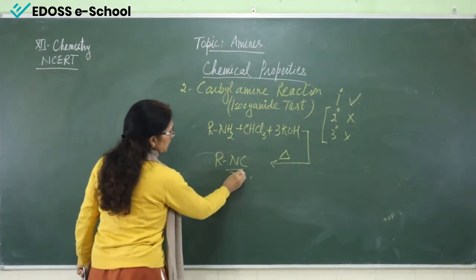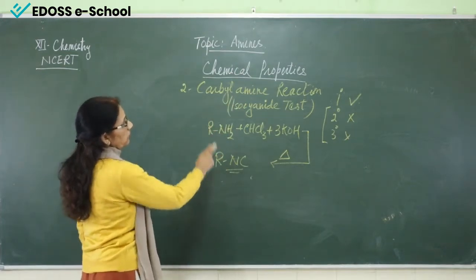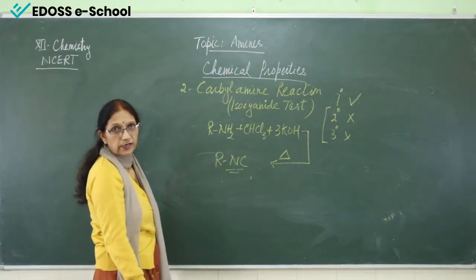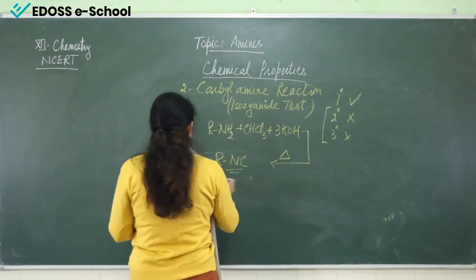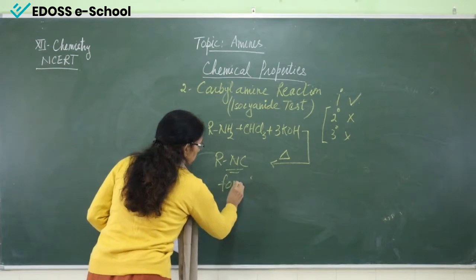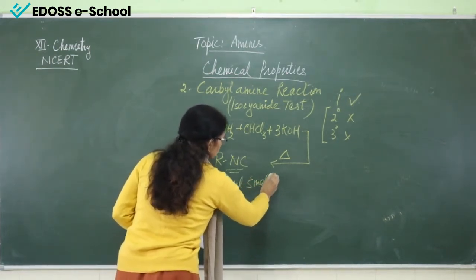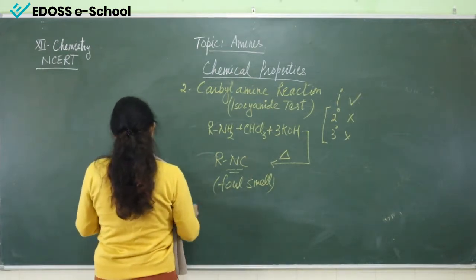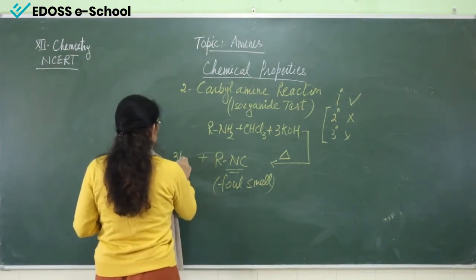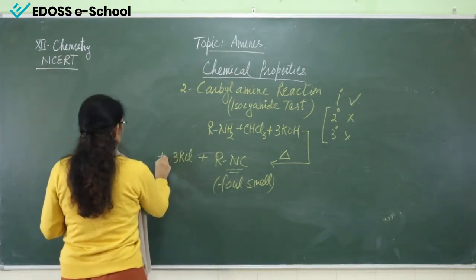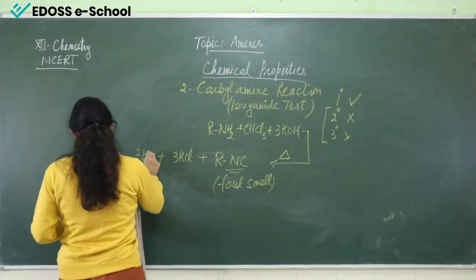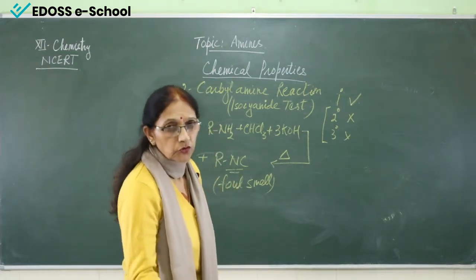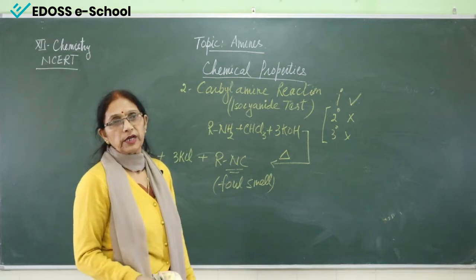This is the reason the carbylamine reaction or test is also known as the isocyanide test, because isocyanide is formed here. RNC is formed here, and this RNC gives a foul, very irritating, unbearable smell. And 3 KCl plus 3 molecules of water is given. So this is our carbylamine reaction, which is used for identification of primary amine from secondary and tertiary.